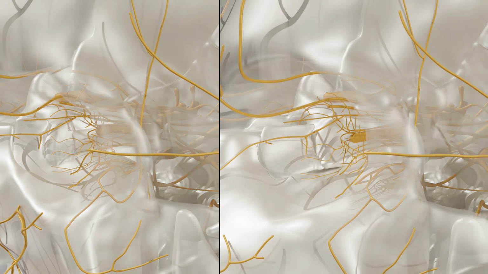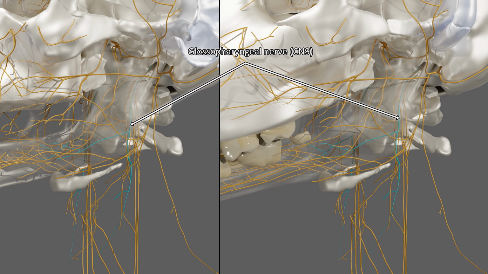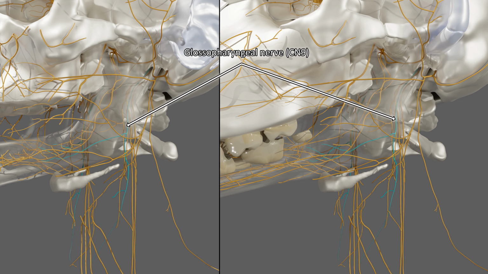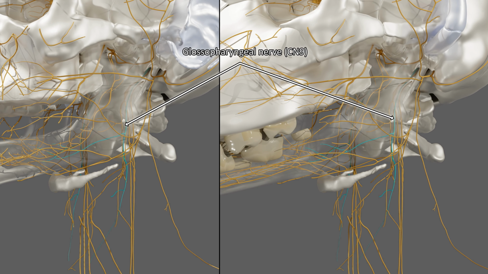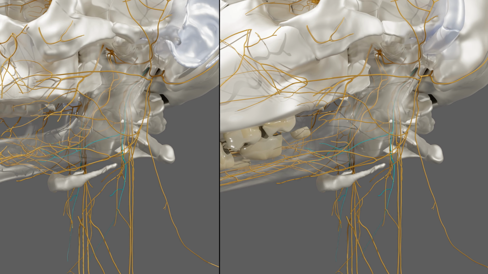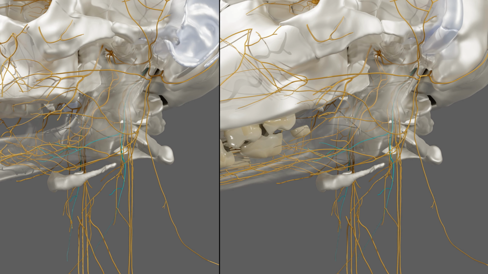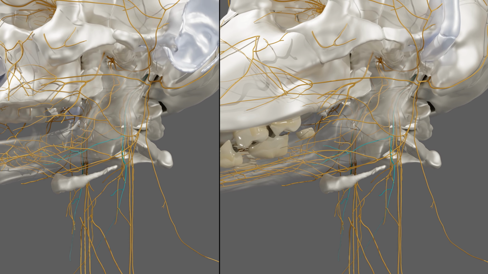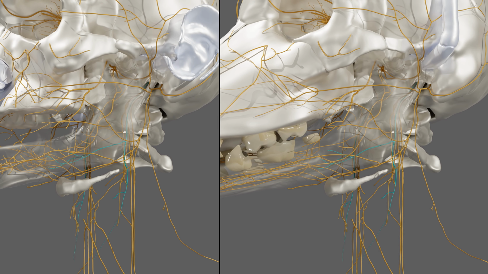Next up, there's the glossopharyngeal nerve. This nerve carries some sensory and motor functions for muscles in the mouth and pharynx, and carries sensory information from part of the tongue. The tongue will need to be longer, but this is not exactly the most complex cranial nerve either, so this nerve gets a maybe.